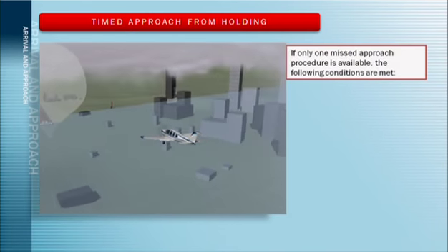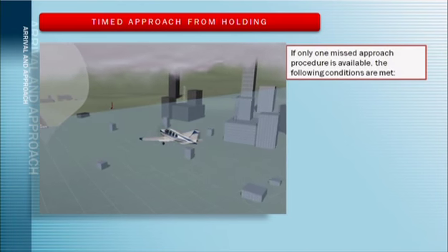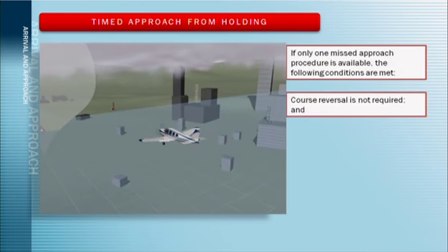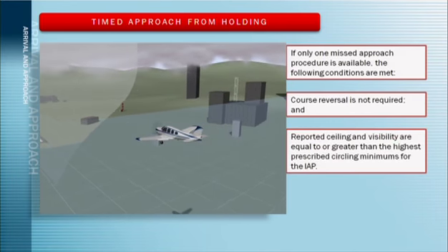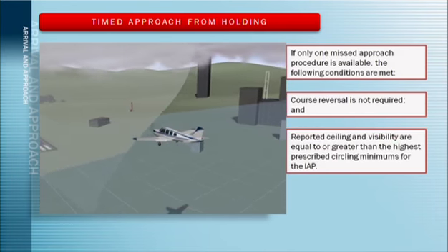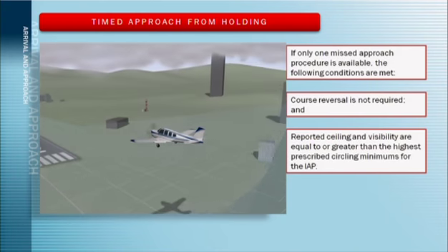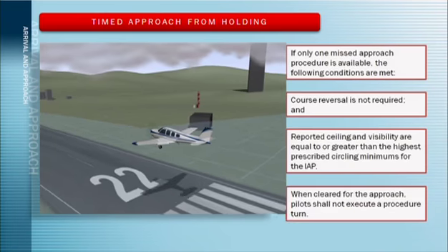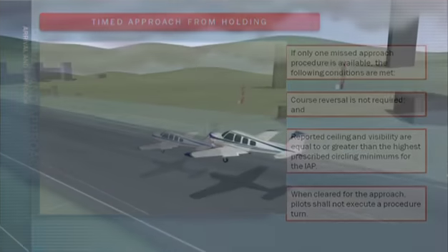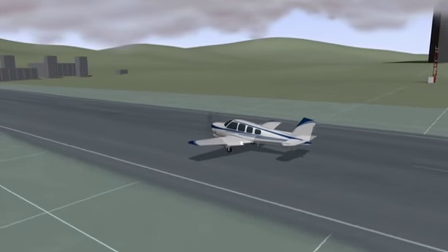Now, if only one missed approach procedure is available, the following conditions are met. Course reversal is not required, and reported ceiling and visibility are equal to or greater than the highest prescribed circling minimums for the IAP. And finally, when cleared for the approach, pilots shall not execute a procedure turn.